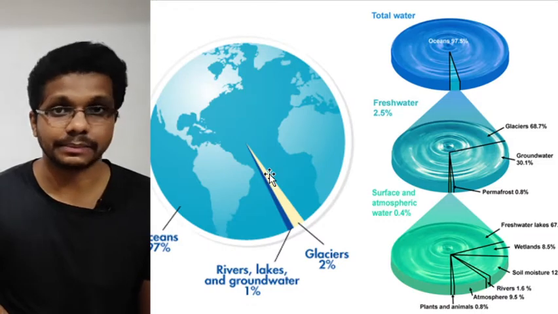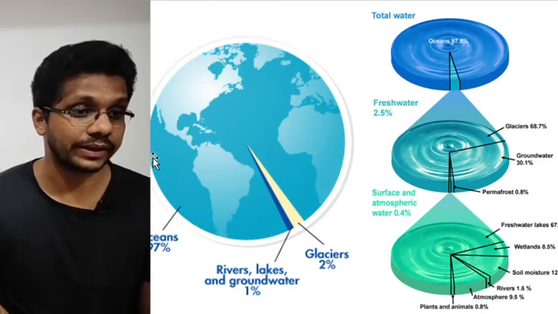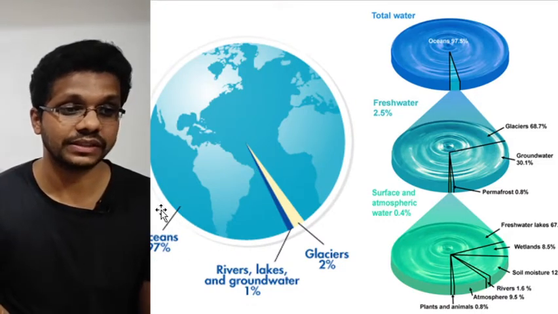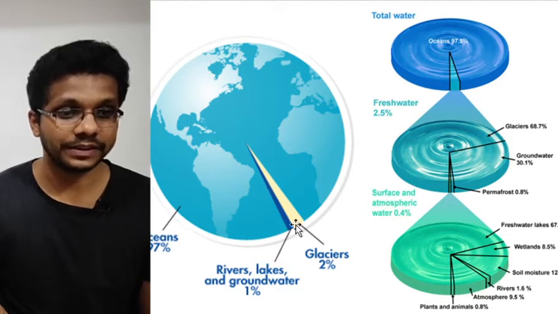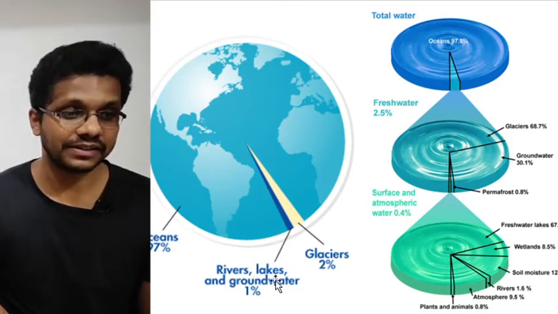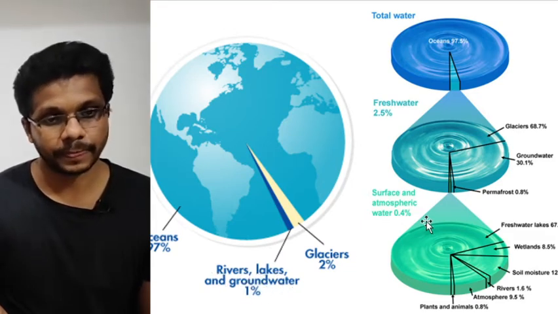And this is the representation of water on earth. 97% of water is in oceans, and 2% is in glaciers in the form of ice. And finally, we have 1% as river water, lakes, and groundwater.